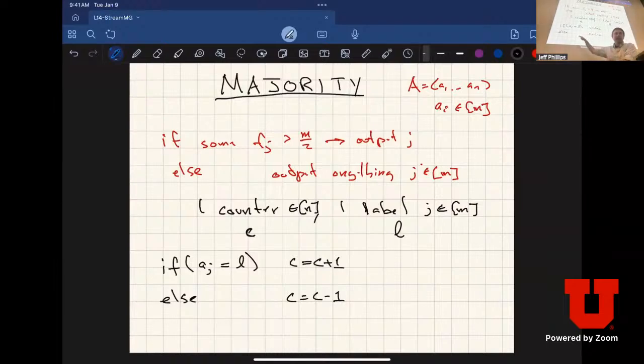Then to do something else here, and this is kind of where the magic happens. Else, this is part of the else statement. If now C is less than 0, I'm going to set the label equal to AI, and I'm going to set the counter equal to 1. So this is the algorithm.